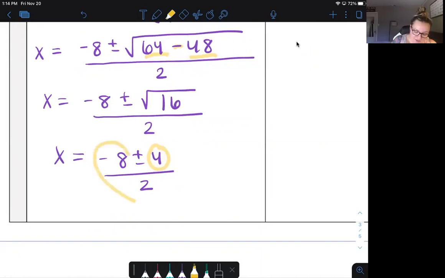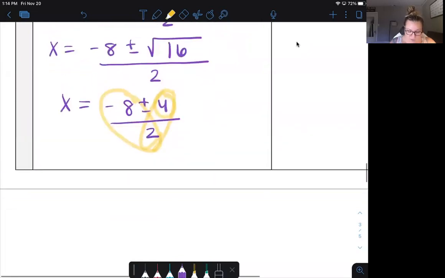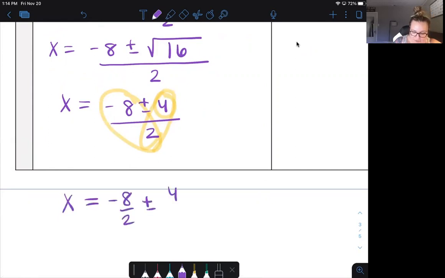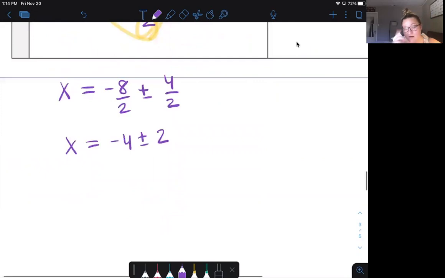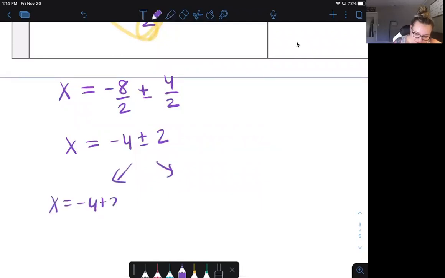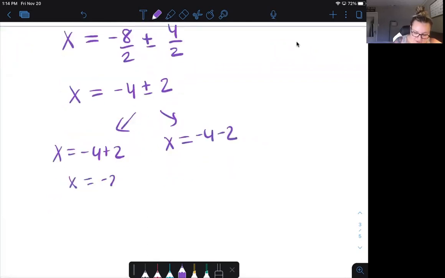But notice, negative 8 is divisible by 2, and so is 4. So this can be simplified further. So we need to simplify this all the way. So x is equal to negative 8 over 2 plus or minus 4 over 2. Well, negative 8 over 2 is negative 4. 4 over 2 is 2. Now, because we have integers, we can actually do the addition and the subtraction. So this is really x equals negative 4 plus 2 and x equals negative 4 minus 2. So we get x equals negative 2 and x equals negative 6.